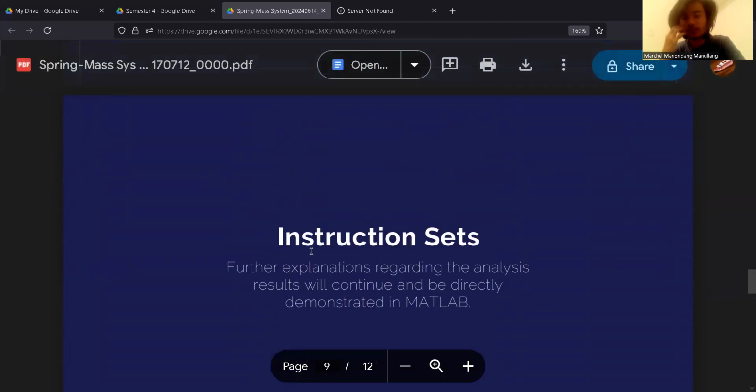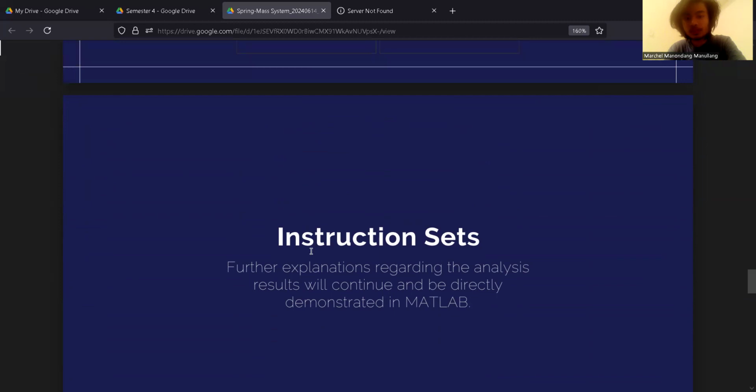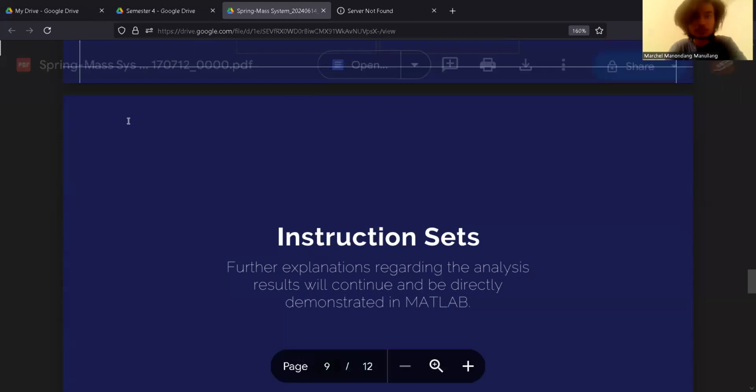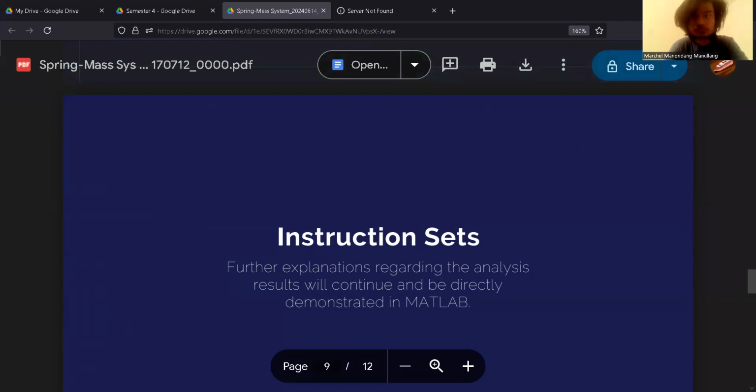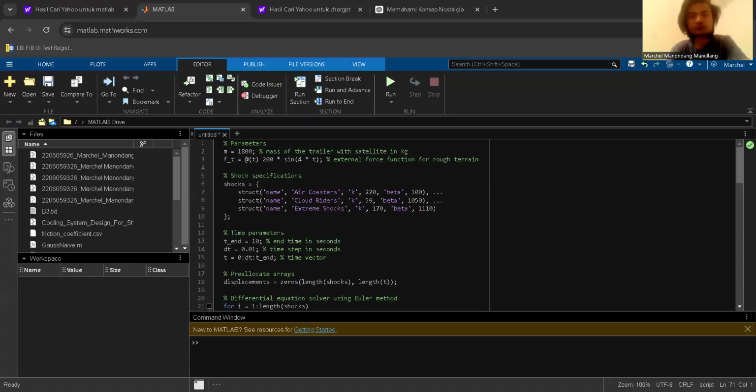And for the instruction sets, further explanation regarding the analysis results will continue and be directly demonstrated in MATLAB. Right, we now proceed to the detailed steps involved in our analysis, beginning with the known variables and moving through the computational methodology to derive the unknowns.